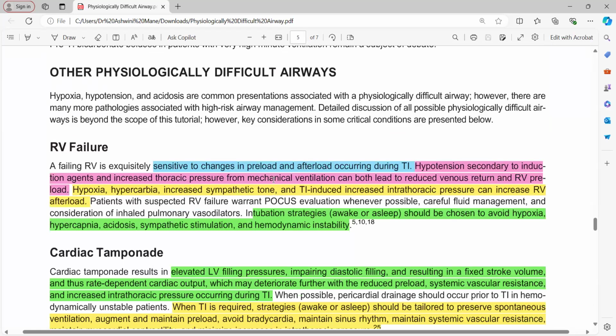So the first condition is RV failure. The failing RV is sensitive to the changes in preload and afterload during tracheal intubation. So the hypotension secondary to the induction agent and increased thoracic pressure from mechanical ventilation can both lead to reduced venous return and RV preload. Hypoxia, hypercarbia, increased sympathetic tone, and tracheal intubation induced increased intrathoracic pressure can increase RV afterload. So, intubation strategies should be chosen to avoid hypoxia, hypercarbia, acidosis, sympathetic stimulation, and hemodynamic instability.